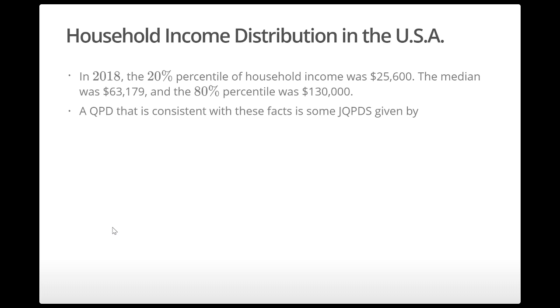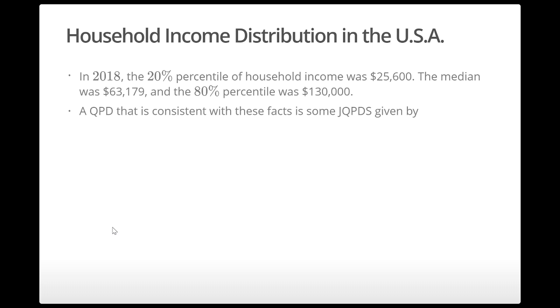we did on Tuesday. So the US government has data on household income, and in 2018, the 20th percentile was 25,600. The median household income was 63,179, and the 80th percentile of household income was $130,000, or at least these were estimates from the surveys the government did. And so household income can't be negative. So this is a distribution that only has a bound on one side at 0. In theory, it could be infinite, even though no one has infinite income.